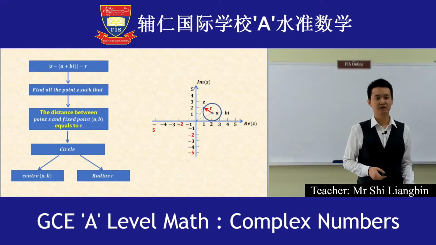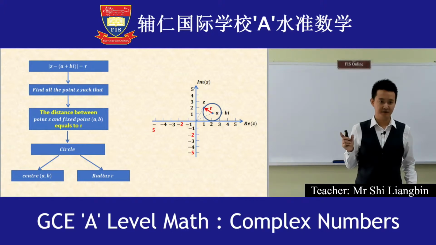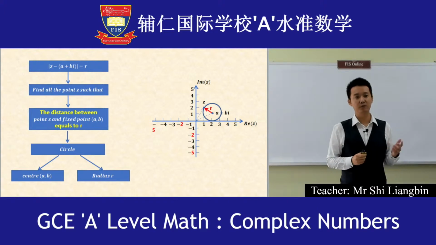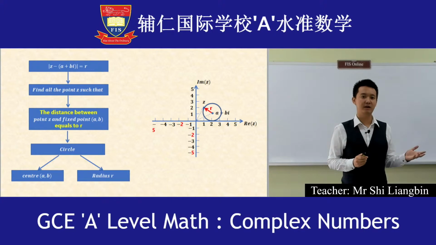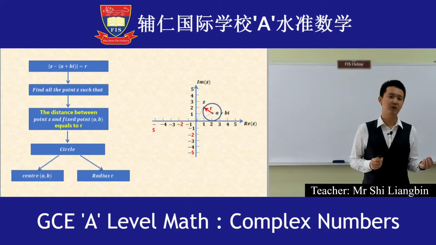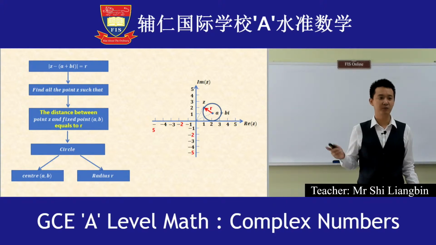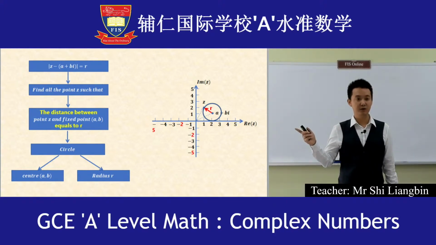So what is a so-called null site? As you can see from the general formula, modulus of z minus (a plus bi) is equal to r. That means we are trying to see how this point will move. According to what we learned about modulus, we are trying to find the distance between z and (a, b), where the distance is equal to r. So I need you to think: how are you going to find all the points z such that the distance from (a, b) is equal to r? The answer is obvious. It's going to be a circle.